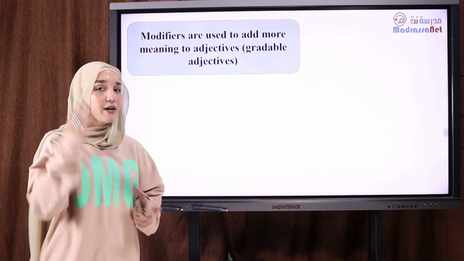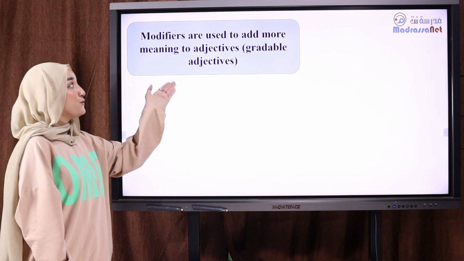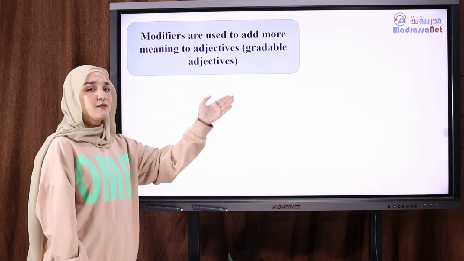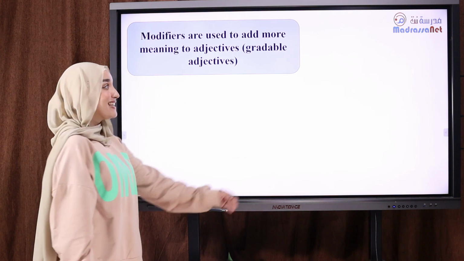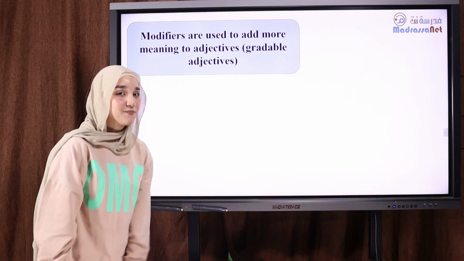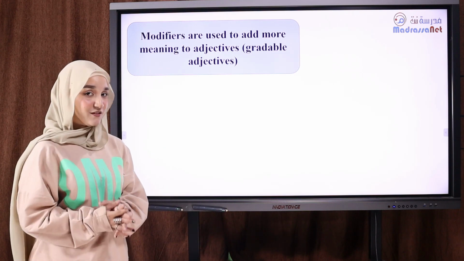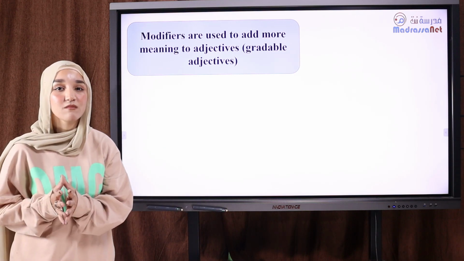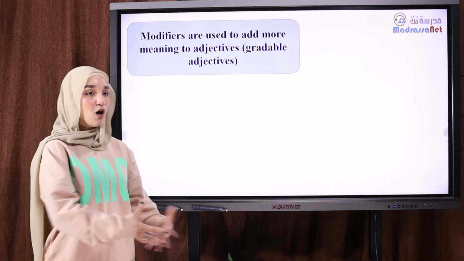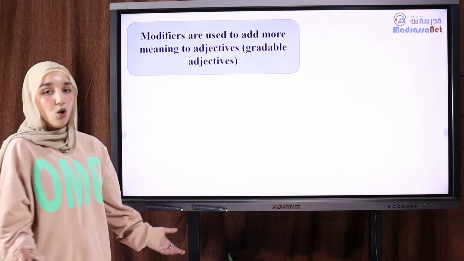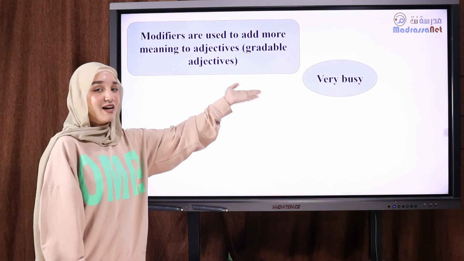So, this is just a quick recap of the things that we talked about. Modifiers are used to add more meaning to adjectives. But please do take a look at the word between brackets here. It says gradable adjectives, which is what we're going to talk about. There are 2 types of adjectives, okay? The gradable ones, which are also called the simple adjectives or basic adjectives, like small, like cold, or old. So modifiers are only used with those kinds of adjectives.